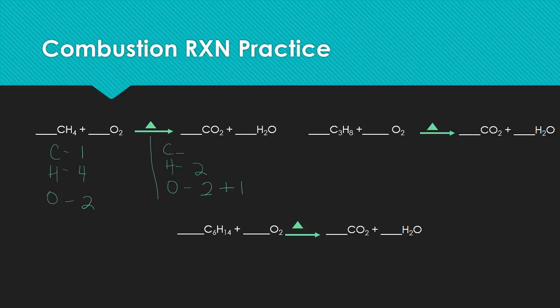So let's balance our carbon. I have 1 on the left, 1 on the right, so nothing needs to be done. Then I move to my hydrogens. 4 on the left, 2 on the right, so this gets multiplied by 2.